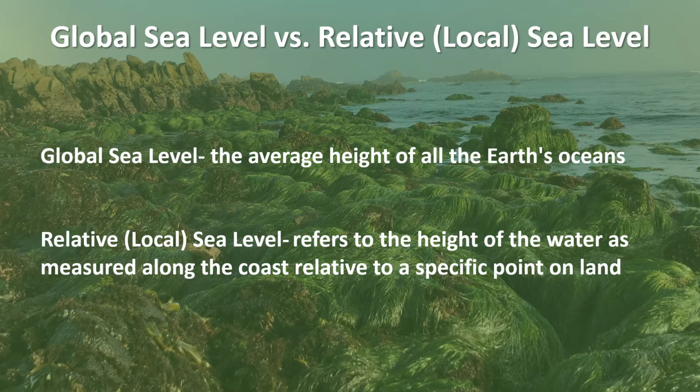Global sea level versus relative local sea level. Just as the surface of the Earth is not flat, the surface of the oceans is also not flat, and this sea surface is not changing at the same rate globally. For instance, it is known that absolute water level height is higher along the west coast of the United States than the east coast. Global sea level means the average height of all the Earth's oceans. Relative local sea level refers to the height of the water as measured along the coast relative to a specific point on land.